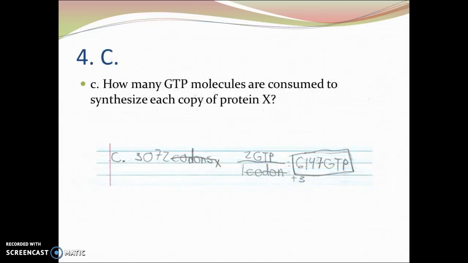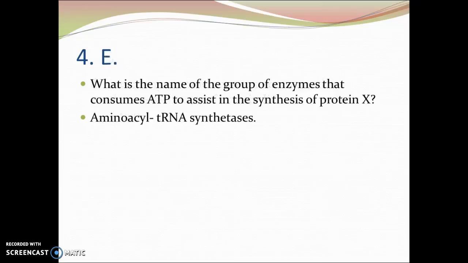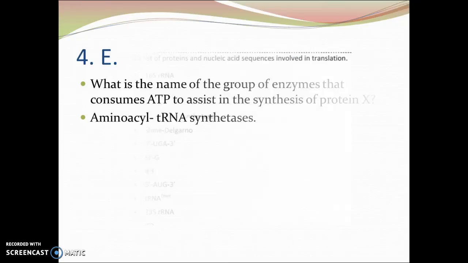So for C, how many GTP molecules are consumed to synthesize each copy of protein X? And it's for each codon, there's 2 GTPs for it, and so you multiply it by 2 and it's 6,147. For D, how many ATP molecules are consumed to synthesize each copy of protein X? And it is 1 per amino acid, and so is 1,024. So for E, what is the name of the group of enzymes that consumes ATP to assist in the synthesis of protein X? And it is aminoacyl tRNA synthetases.